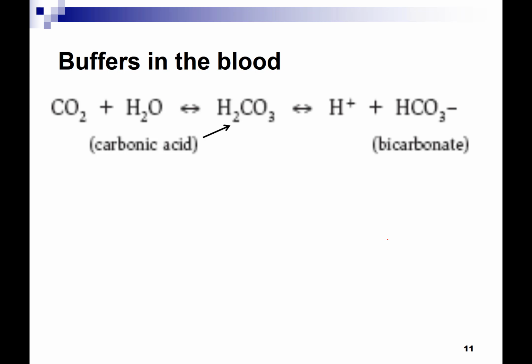So the buffer system that you have in your blood is called bicarbonate. Bicarbonate and carbonic acid is the weak acid-base combination. And I want you to see that the arrows go both ways, which means carbonic acid can break down to CO2 and water. CO2 and water can combine and make carbonic acid. And carbonic acid can break down to hydrogen ions and bicarbonate, and those two can combine to make carbonic acid.